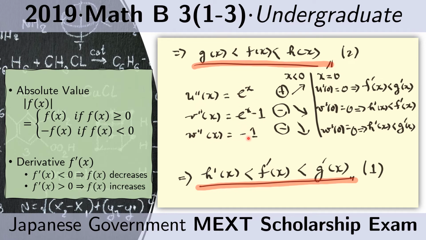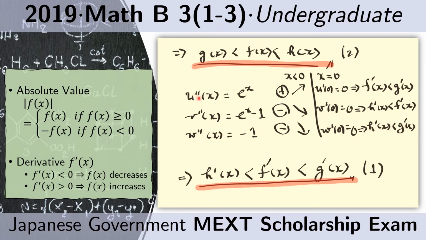For w prime prime, it's -1, so it's obviously negative. And we already know that when you have a negative derivative, then that's decreasing right until it reaches 0. And that means before 0, it must have been positive. And so w prime must be positive. And that means that g prime must be larger than h prime. Remember that w prime is g prime minus h prime. So if it's positive, then g prime must be larger. And so we write this.